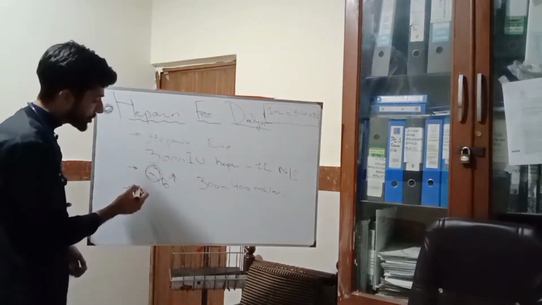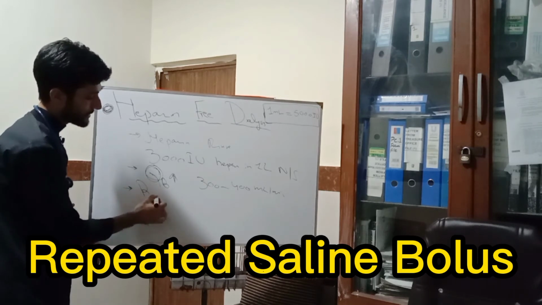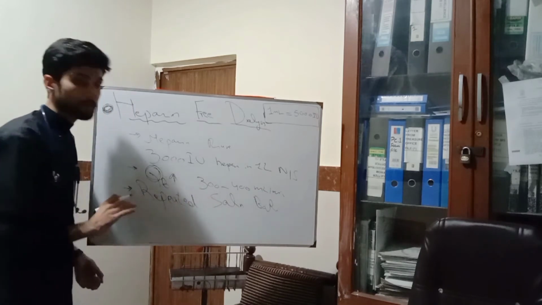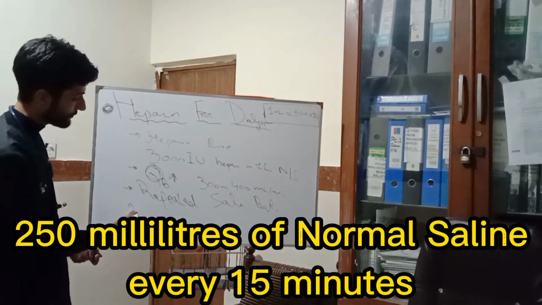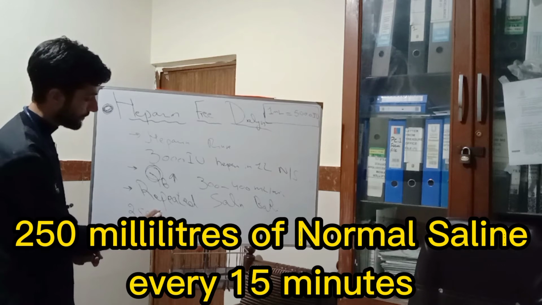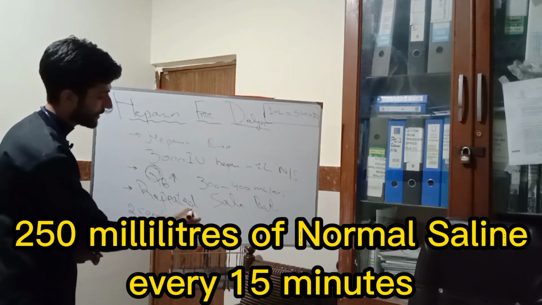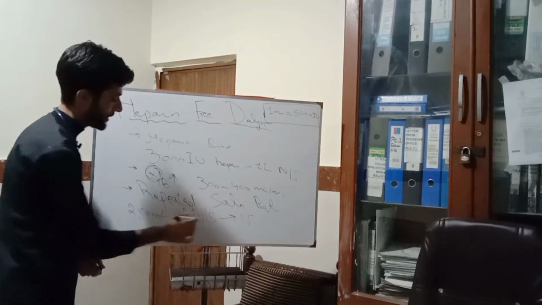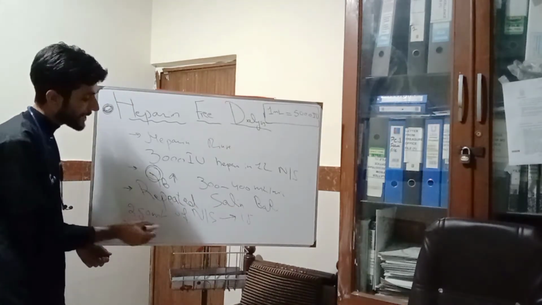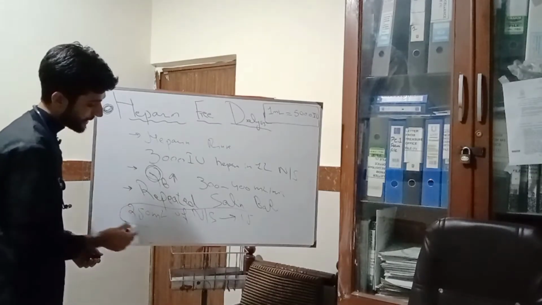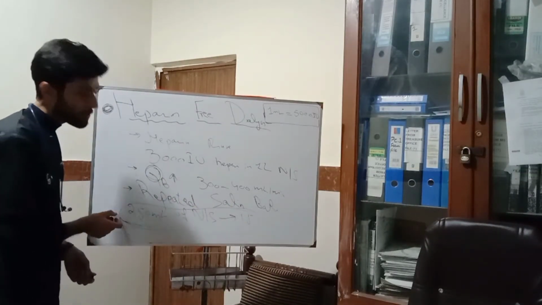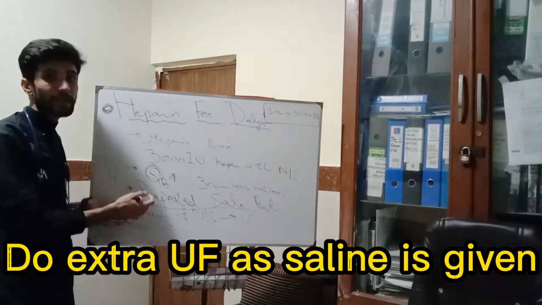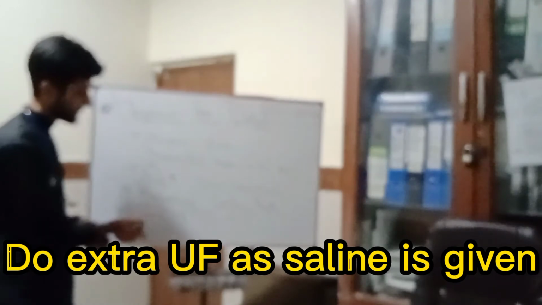Okay, then you can give repeated saline boluses. In this method, you have to give 250 ml of NS every 15 minutes. Then you have to calculate this amount of saline and do extra ultrafiltration, that is, you set the ultrafiltration rate higher to account for this saline.